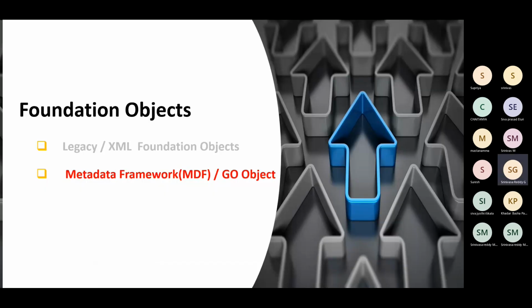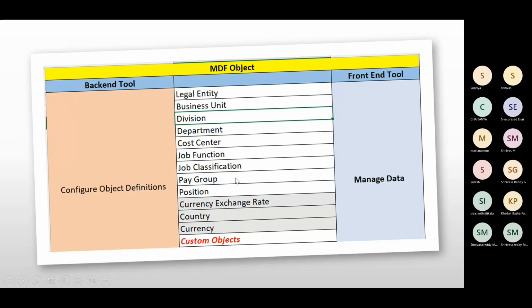Next, coming to the MDF object. We can call these MDF objects by another name, the generic object, GO. So here is the total list. This is the list of MDF objects. These are also standard objects. We can do the modification as per the workbook's requirement.